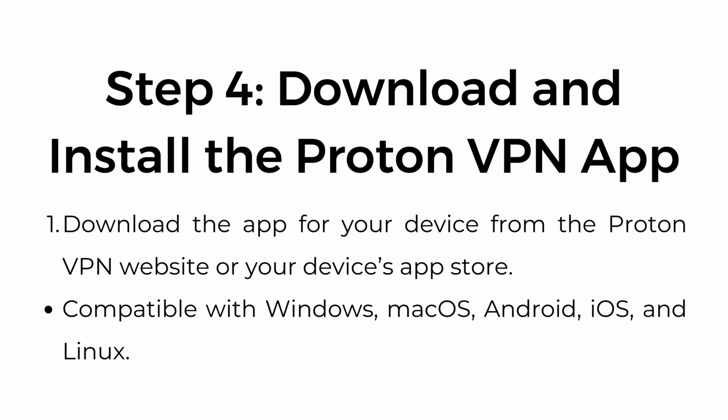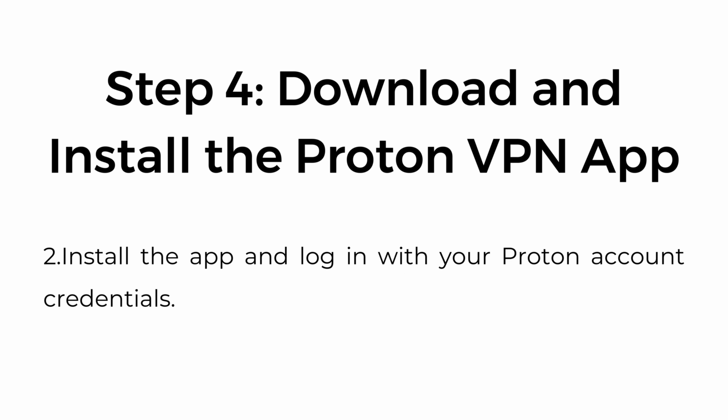Step 4. Download and install the Proton VPN app. Download the app for your device from the Proton VPN website or your device's app store. Compatible with Windows, macOS, Android, iOS, and Linux. Install the app and log in with your Proton account credentials.